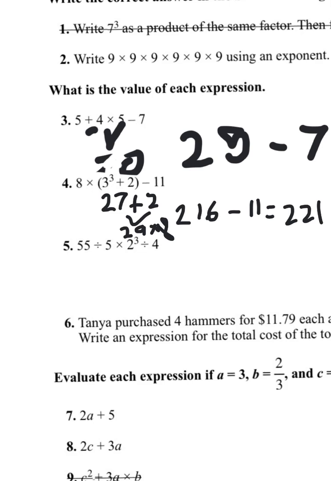Problem number 5, the same thing. We start with the exponents. So 2 times 2 equals 4, times 2 equals 8. So we have 8. And then since we have multiplication and division, we start working left to right. So 55 divided by 5 equals 11. 11 times 8 equals 88. And then we divide it by 4, which equals 22.